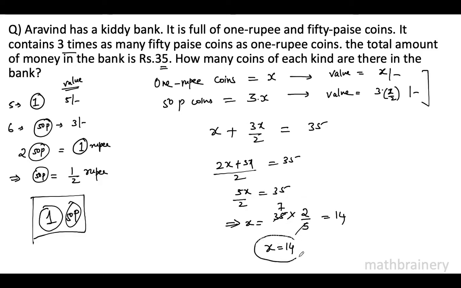That means there are 14 1 rupee coins. Then how many 50 paise coins are there? Let me write here, number of 1 rupee coins is 14. Then the number of 50 paise coins is 14 into 3, which is 42. Let's look at the next question.